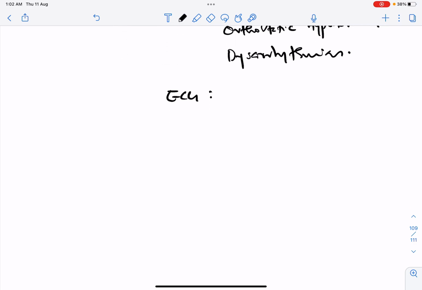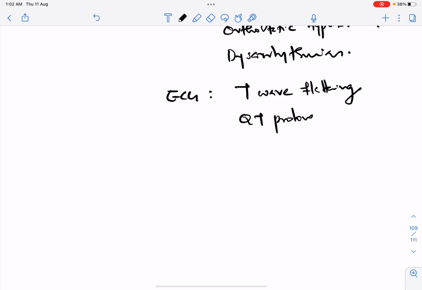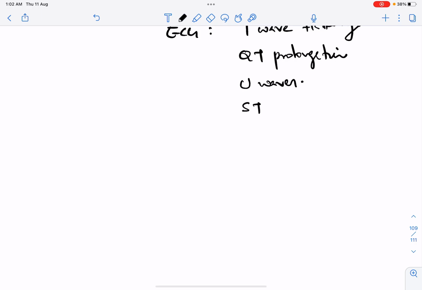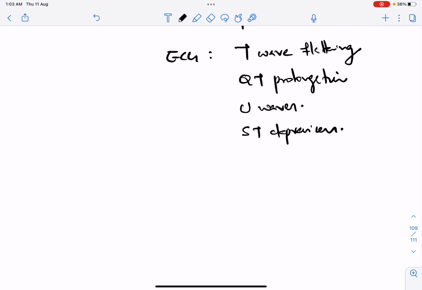The ECG features of hypokalemia include, first, T wave flattening, QT prolongation, U waves. U waves are due to the delayed repolarization of Purkinje fibers and myocardium. Or there may be ST depression. So these are the four important ECG findings in a patient with hypokalemia: T wave flattening, QT prolongation, U waves, and ST depression.